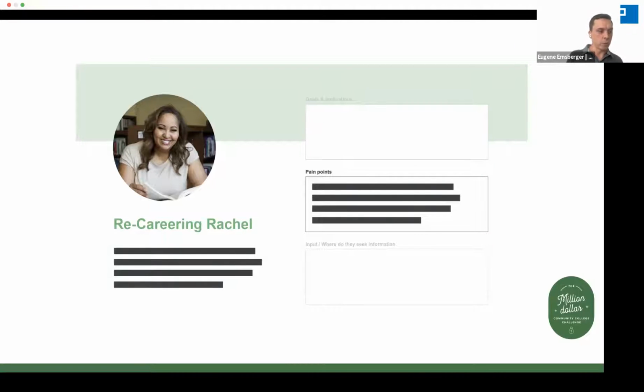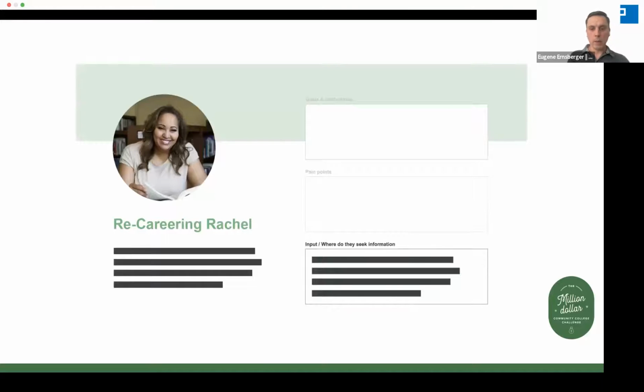So we might also say she isn't sure what career would be best for her or what programs are available. And then lastly, we want to also document what influences Rachel. Where does she get information? How does she make decisions? What websites does she frequent? What social media platforms does she trust and contribute to or utilize?